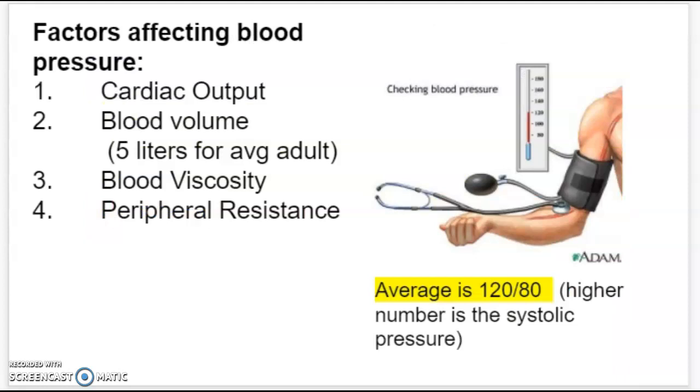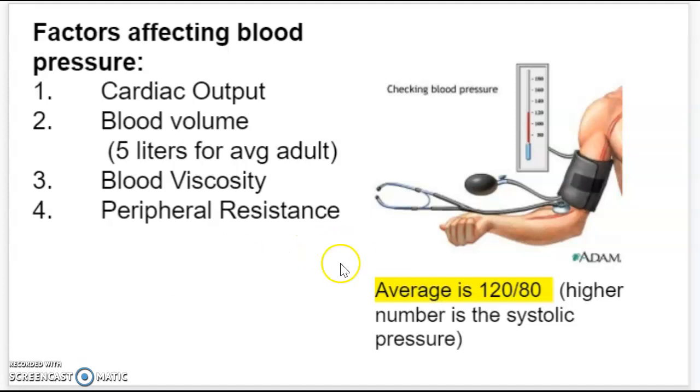There are 4 different things that can affect your blood pressure. Obviously, the cardiac output, how much your heart is beating, and the amount of blood that you have, or the volume. Most people, like we said, have about 5 liters of blood. But like for pregnant women, they have more blood, which could possibly increase their blood pressure.